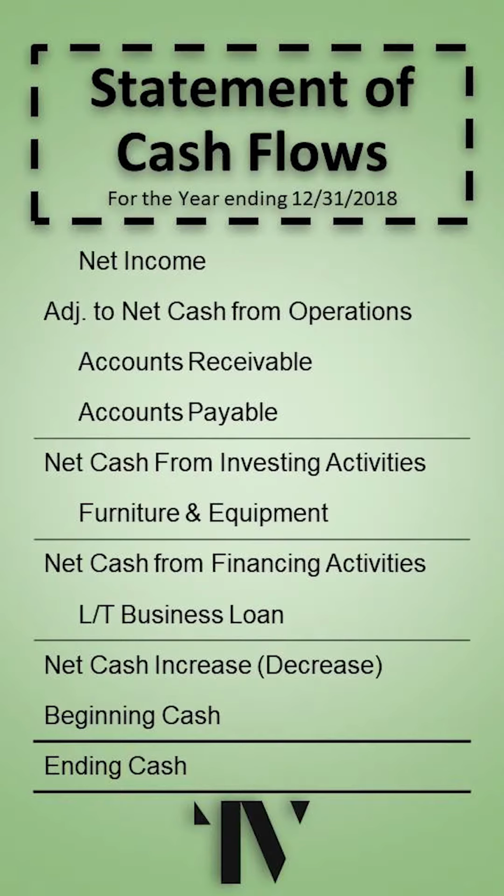The statement of cash flows is broken down into 3 categories. First category, adjustments to cash from operations. In this category, you'll find things like AR, AP, inventory, and most other things that relate to operations.